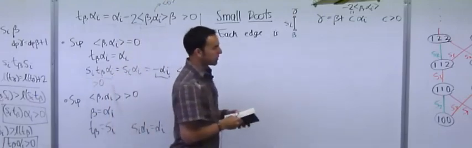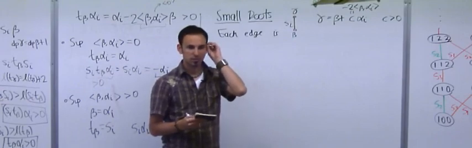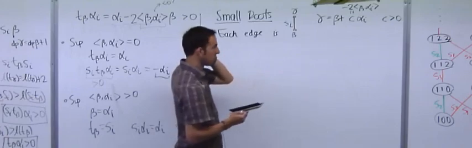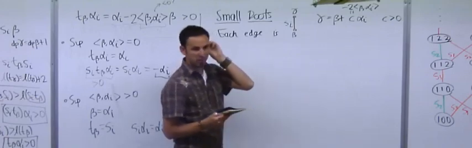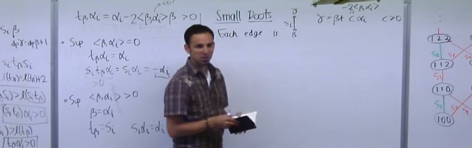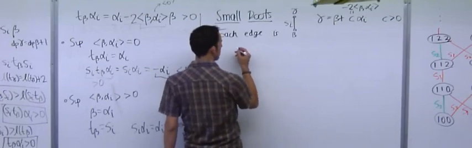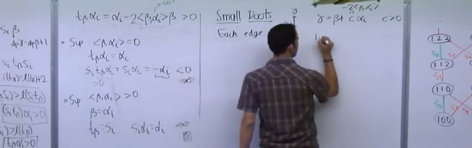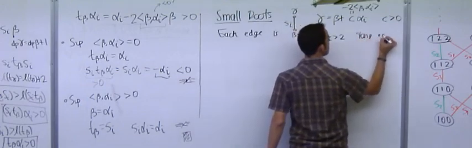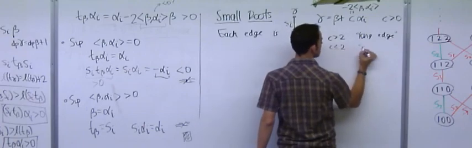And so I'm going to classify the edges as short or long. And the threshold is 2. So if c is 2 or bigger, then I call this a long edge. And if c is smaller than 2, then I call this a short edge. So if c is bigger than 2, long edge. And if c is less than or equal to 2, then short edge.